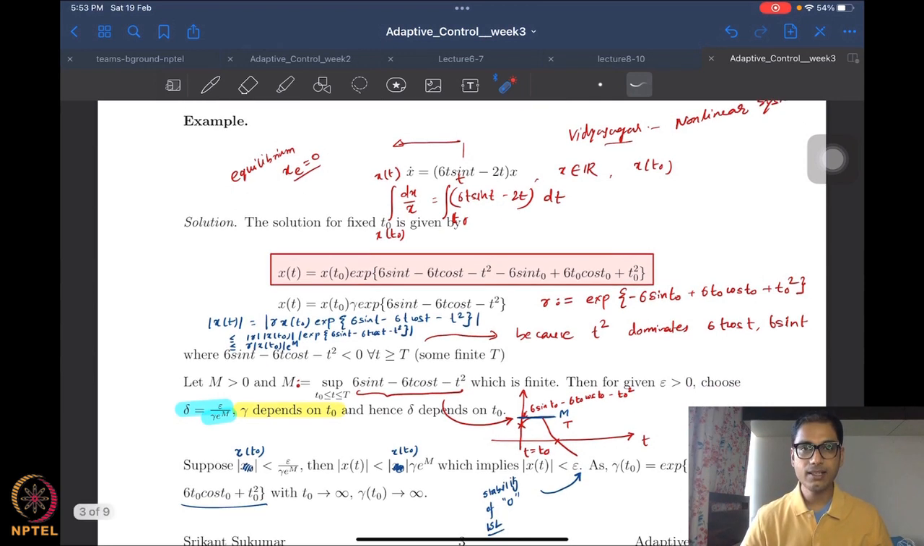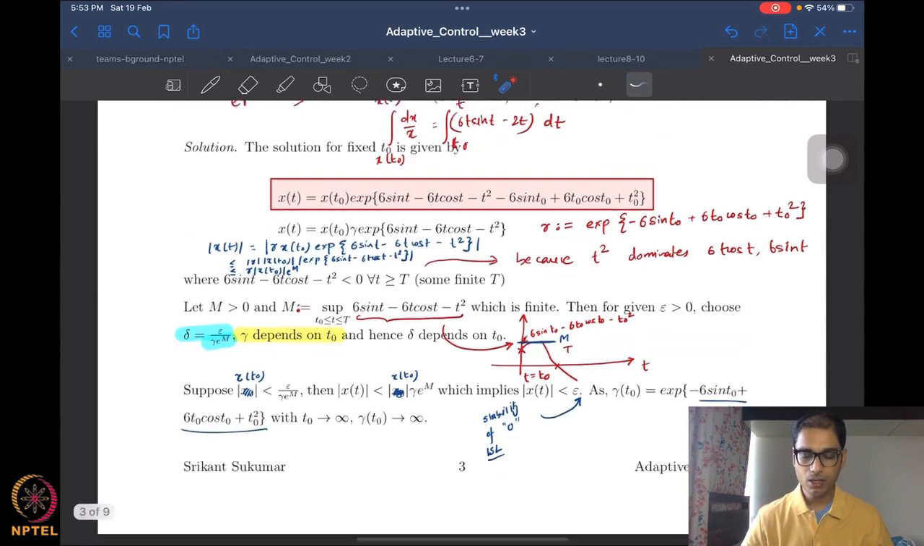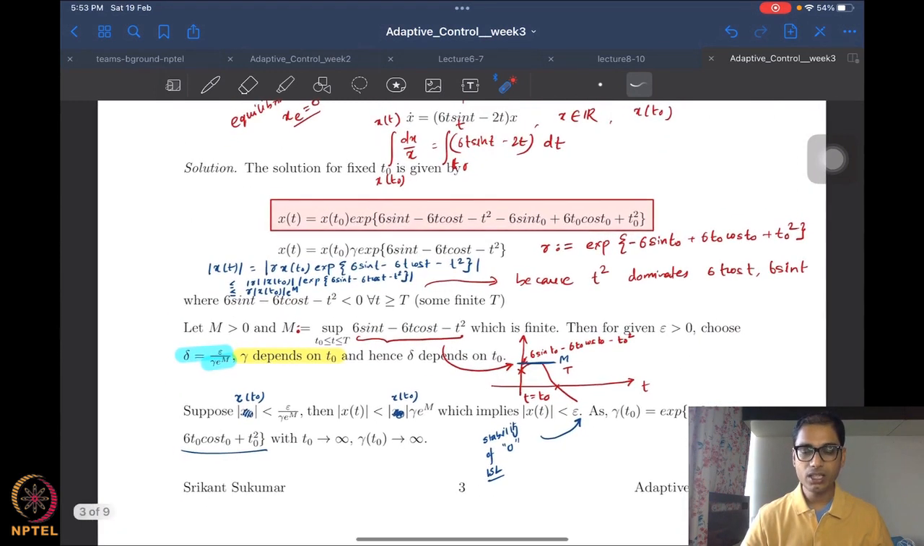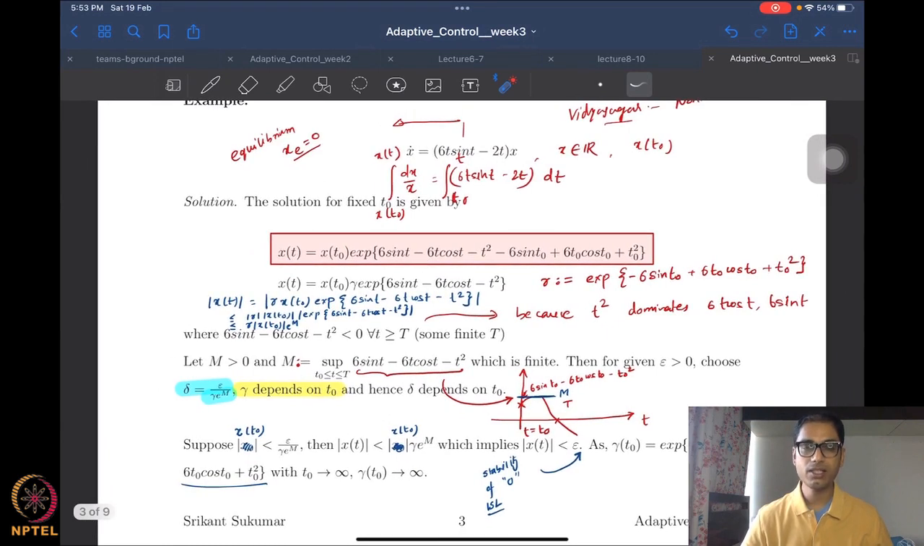What we had completed until last time was the proof that this system is in fact stable in the sense of Lyapunov. In order to prove the stability, we had given an epsilon and computed a delta. So this was the critical component. We will continue to work with this delta even today. Given an epsilon, we wanted to be able to compute a delta, and once we did that, we were able to conclude stability.